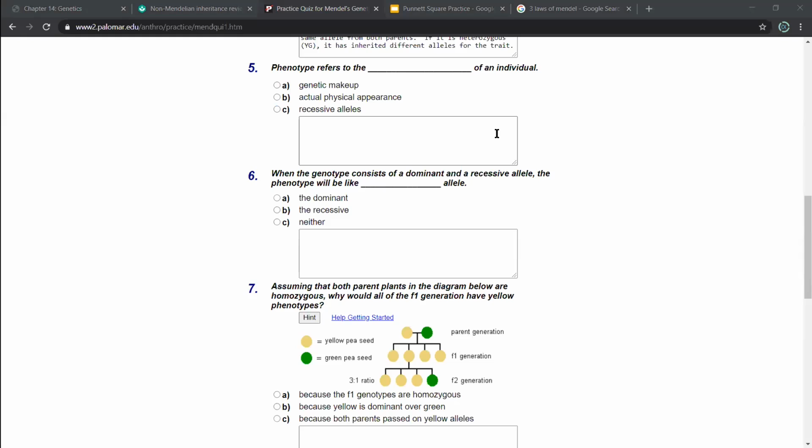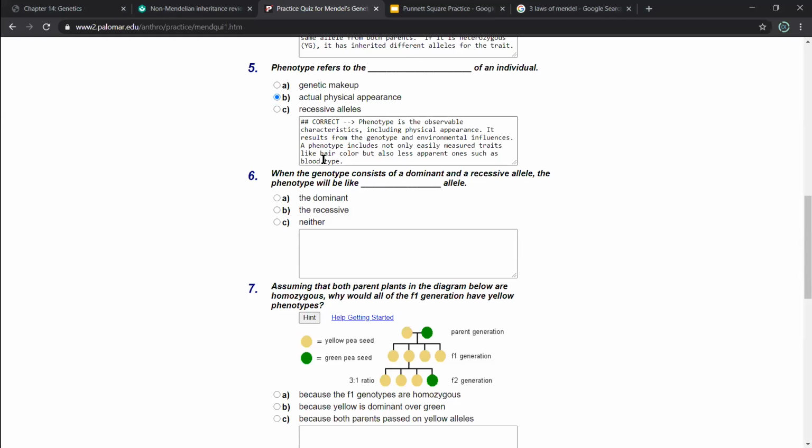Okay, again, we're going pretty quickly, but the answer here is B, the actual physical appearance. Remember that phenotype is the physical appearance, and the genotype is the actual genes that you're going to have. If you have any questions, please just type them in the chat because we can answer them now.